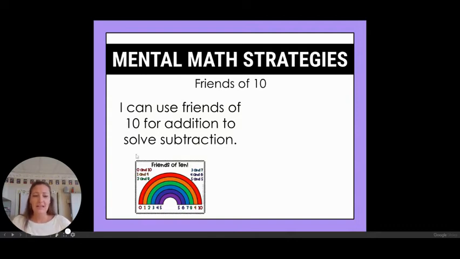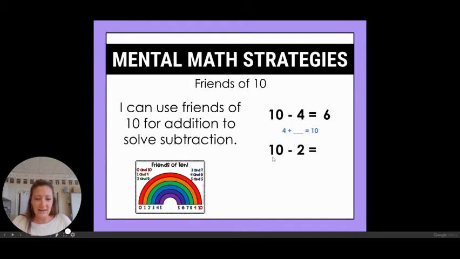So now when we're thinking about subtraction, let's say I have the problem 10 minus 4. When I start with that 10, I think, okay, that's going to be a friend of 10. So what I'm really thinking about is, okay, what's my friend with 4? 4 plus what is going to equal 10? Well, I know 4's friend is 6. So 10 minus 4 equals 6.